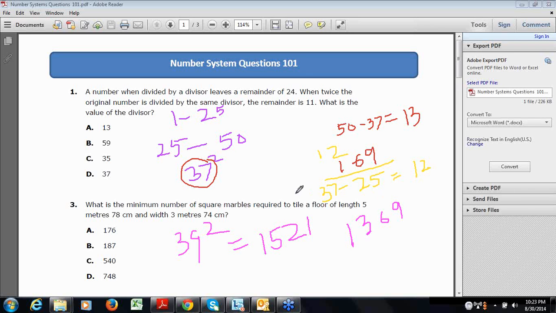You can use a square plus b square plus 2ab, whatever formula you want to use, but that will take time. If you start doing it like this, it will save a lot of time. Try doing it like this.